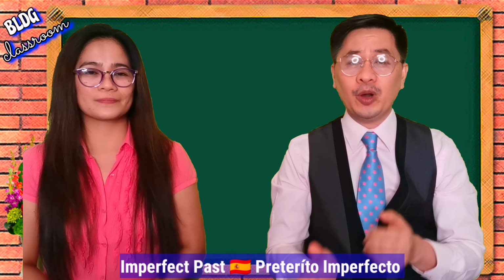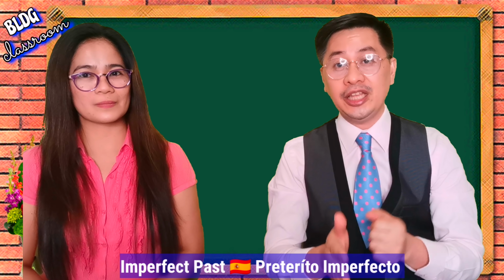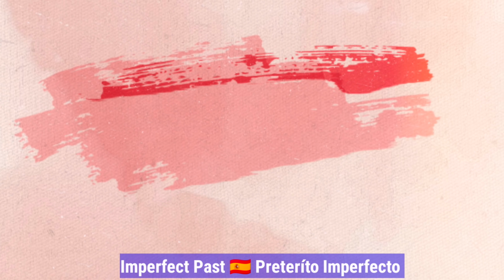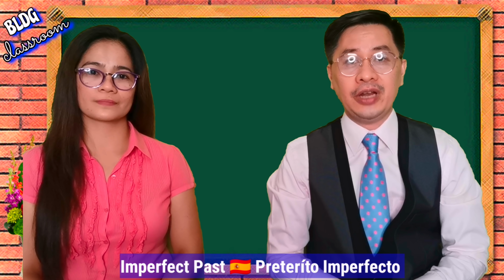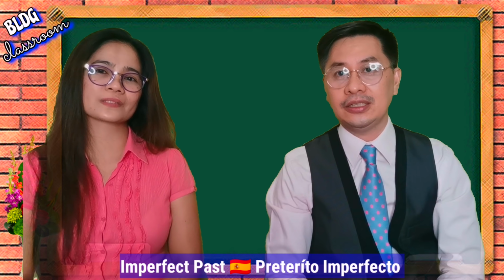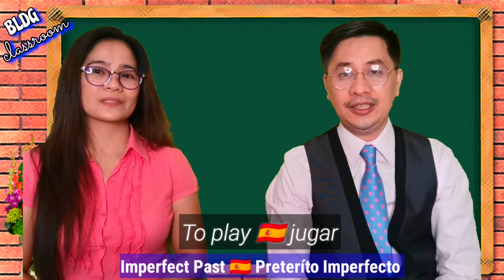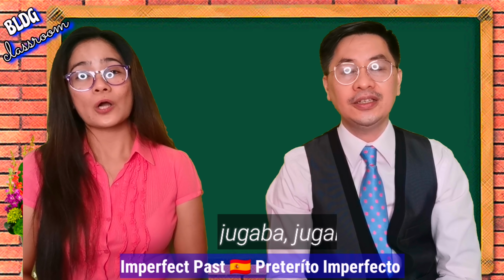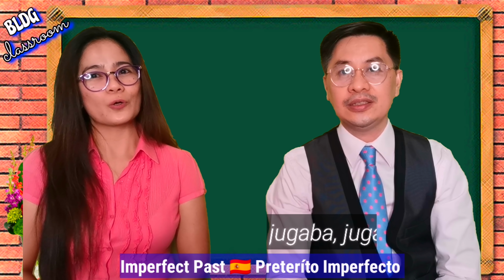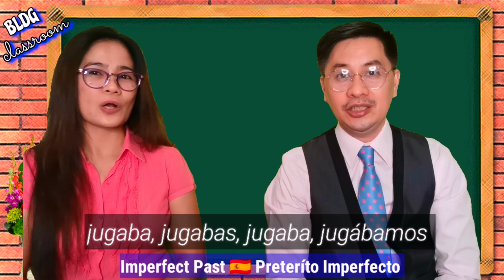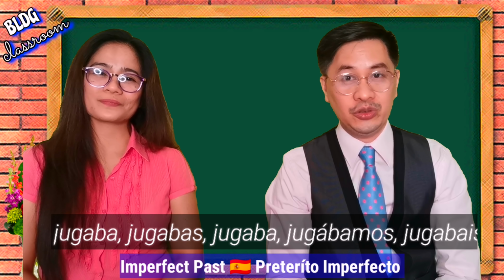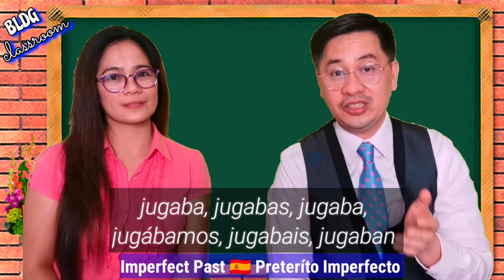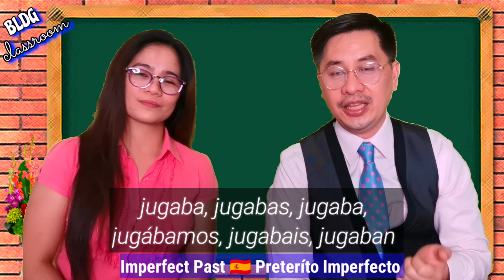Let's move on. Now, how are we going to conjugate the verbs in the imperfect past tense? Let's start with the regular ones. Let's conjugate regular AR verbs. To play, jugar. I used to play, jugaba. You used to play, jugabas. He or she used to play, jugaba. We used to play, jugábamos. You plural used to play, jugabais. They used to play, jugaban. Muy bien. Do you notice something with their endings when we conjugate regular AR ending verbs?